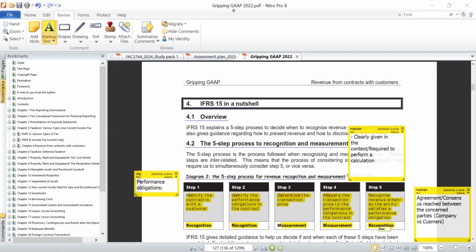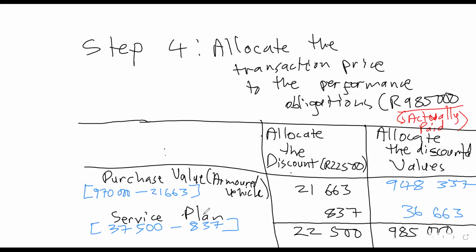Okay, wait a minute. I'm just trying to figure out something. That's the total amount, right? But remember, the other one is for the service plan. Do you get the notion? Yes, I do. So we need to make sure we don't lose sight on that. Remember, there are two things here. There are two revenue streams to be recognized.